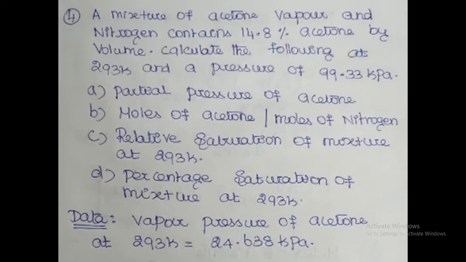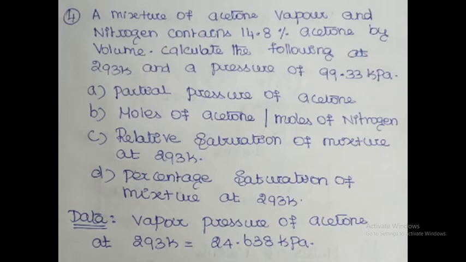14.8% acetone by volume. So students, keep in mind, mole percentage is equal to volume percentage is equal to pressure percentage. Here the temperature given is 293 Kelvin. This temperature is called DBT, because no saturation terms are there; it is an ordinary temperature. That's why we take 293 Kelvin as DBT. Pressure is the total pressure, capital P, equal to 99.33 kilopascal. Are you clear or not?